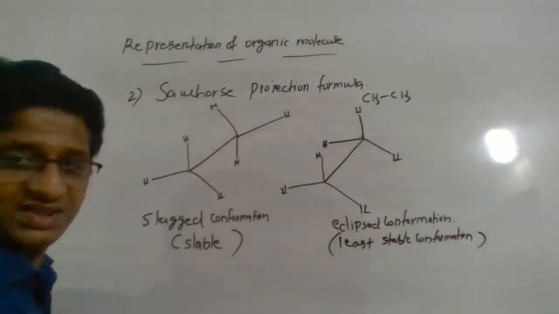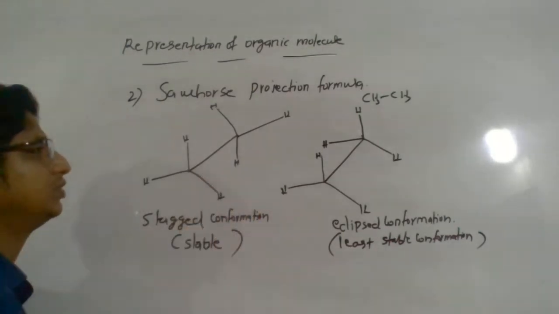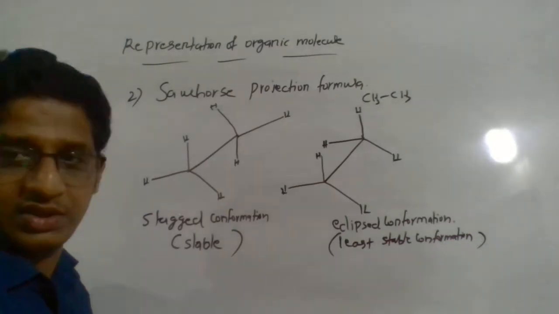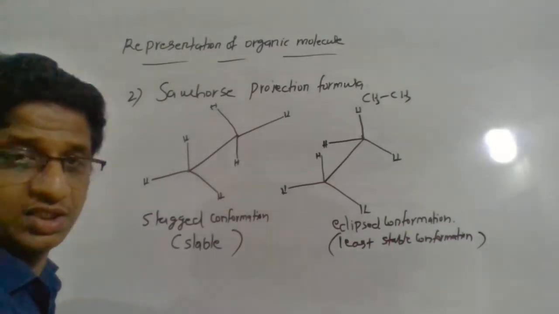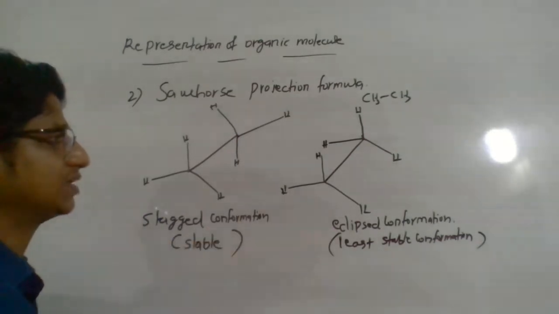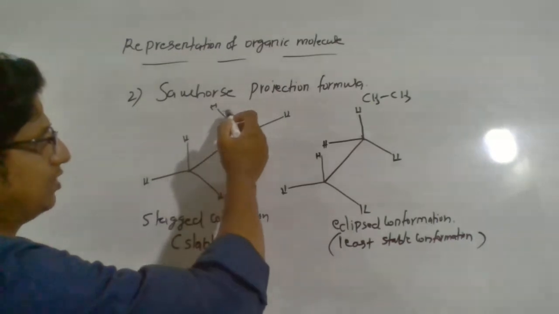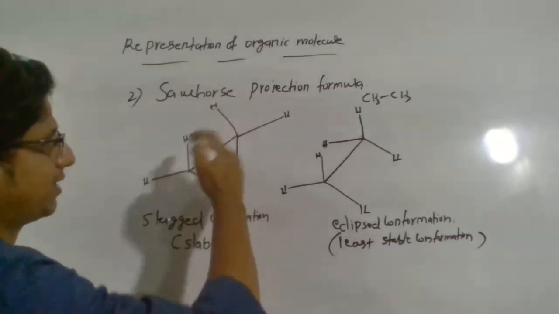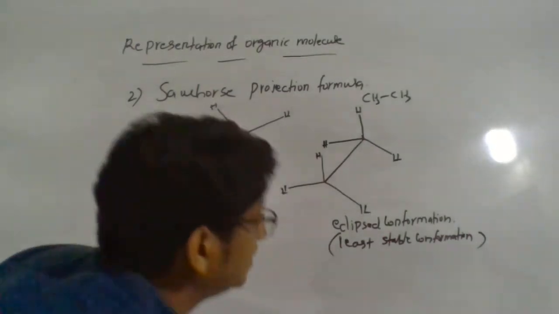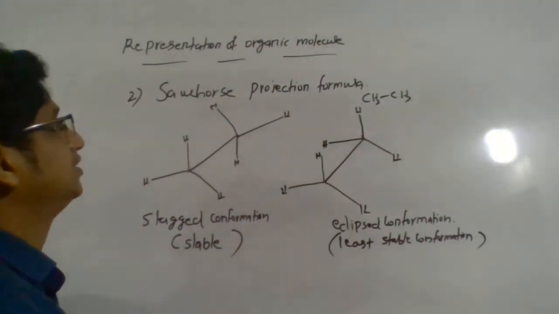Now, the sawhorse representation. So what is good about the sawhorse? It gives you more information related to the conformation. If you want an idea about the conformation, this representation gives you more idea, because here you will see hydrogen is at a maximum distance, which means it will be stable. So that's all about a sawhorse projection.